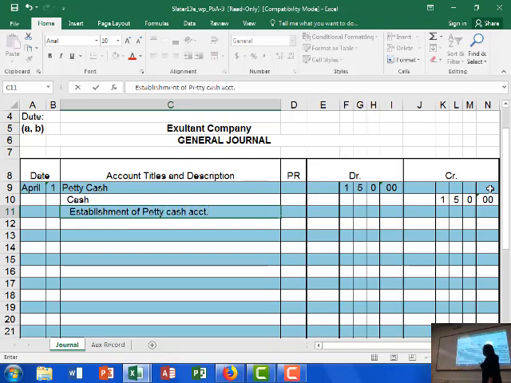So again, here we see that we're establishing the petty cash out of cash, so you debit petty cash, and then you credit the cash for check number 14. That's the first thing, okay?